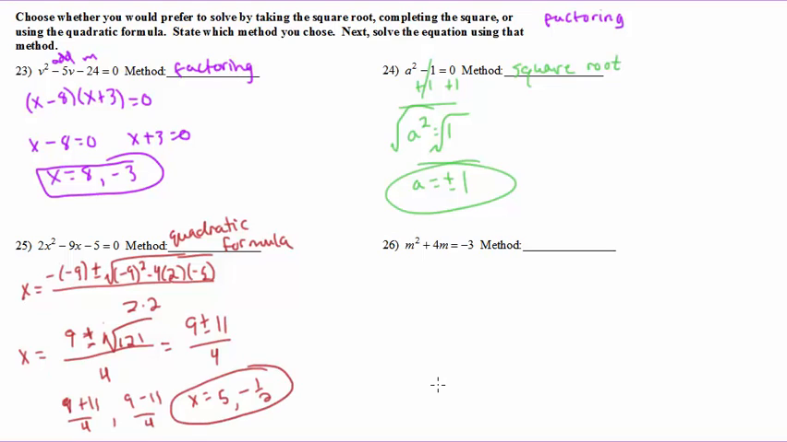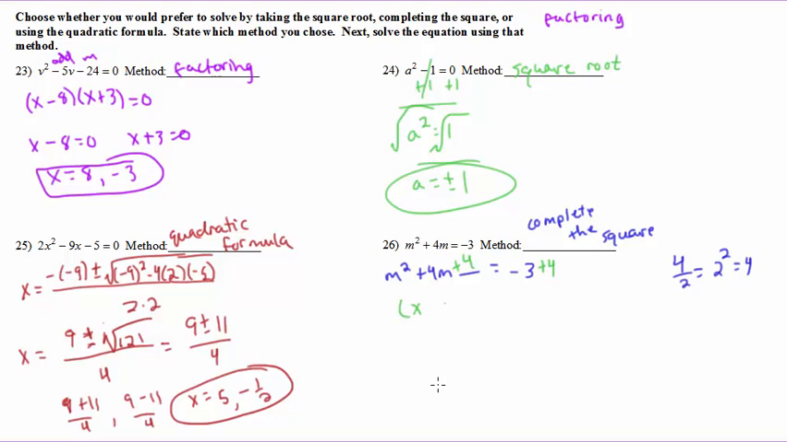This last one would be a good one to complete the square on, because for one thing, we've already got this number on this side. And so we can just put our blank here, and now we're going to half and square the number in front of m, which gives us 4. So we add 4 to both sides.